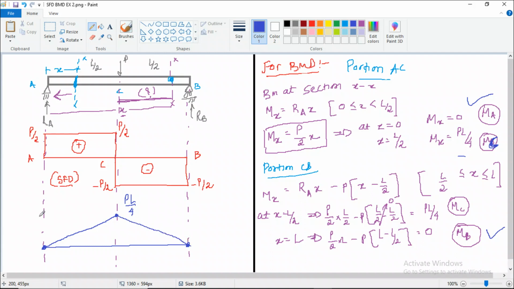because there is no load in between A and C and B, that is why we have drawn it as a straight line. So from this bending moment diagram it is clear that bending moment is maximum at x is equal to L by 2, that is at the mid span, and the value is PL by 4. So this is also called maximum bending moment, it is happening at the mid span, which is L by 2 distance.